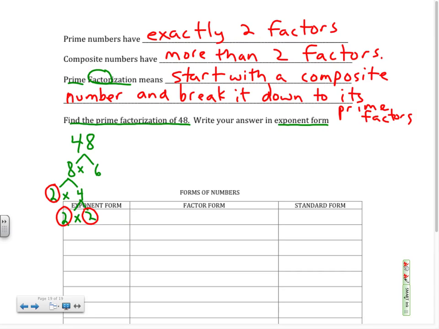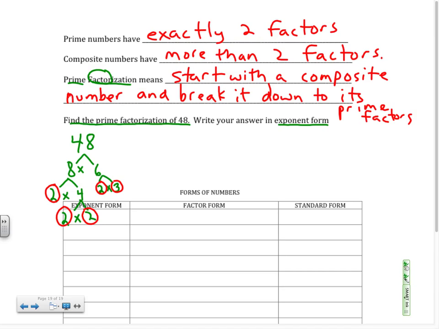Okay, now I have to work on that 6 that's hanging there on the tree. 6 is still composite because it has more than two factors. So if I think of the factors of 6, I know that 2 times 3 is 6, and both those numbers are prime. So I'm going to circle those. All the circled numbers are my answer. I'm just going to put them together now.